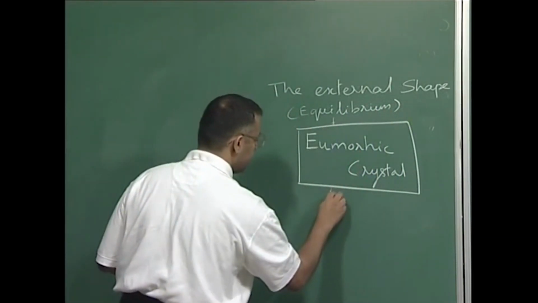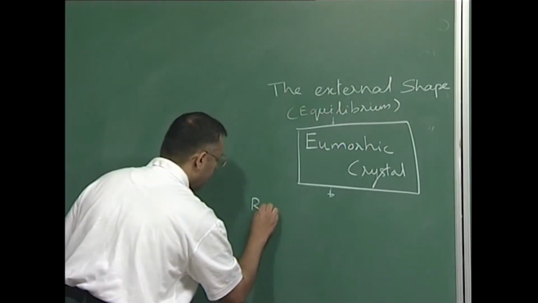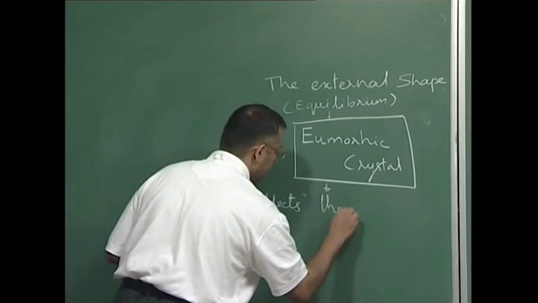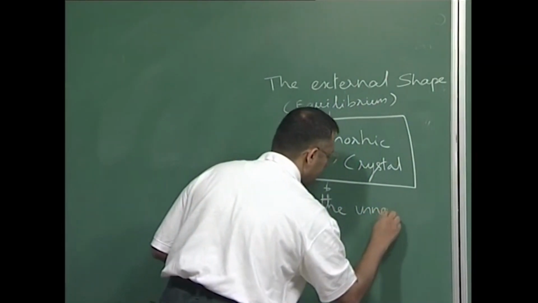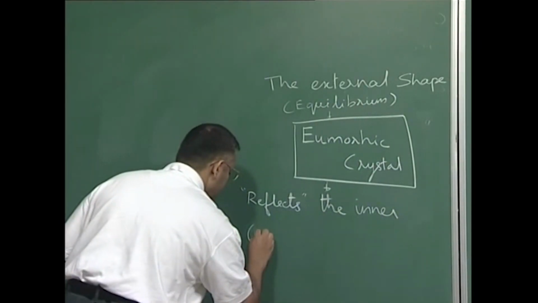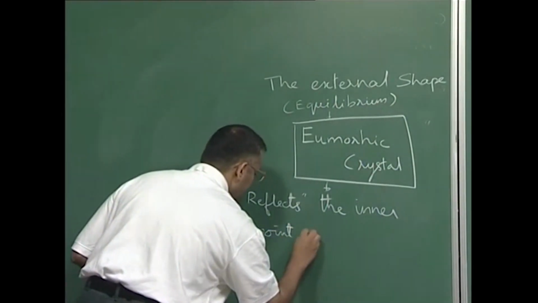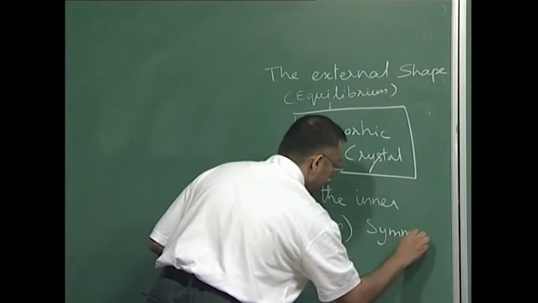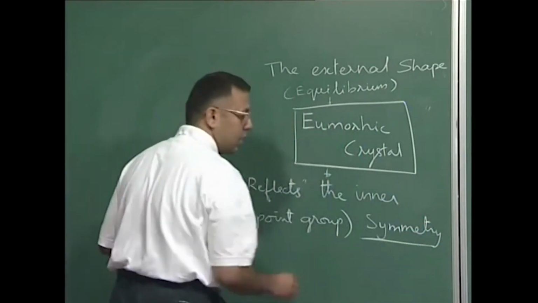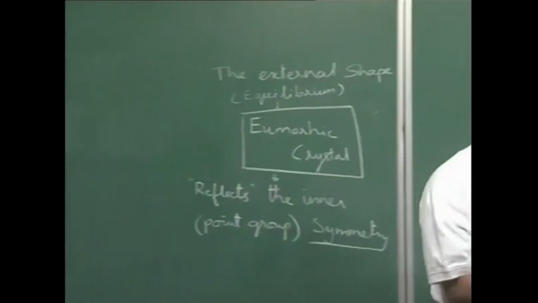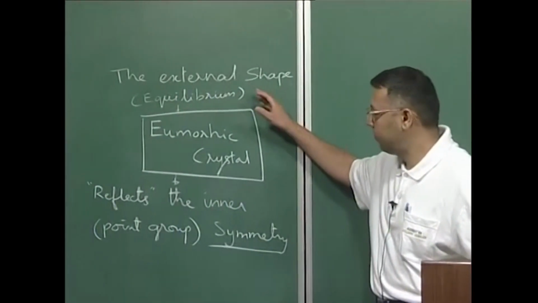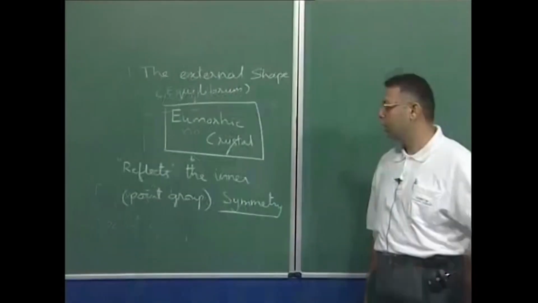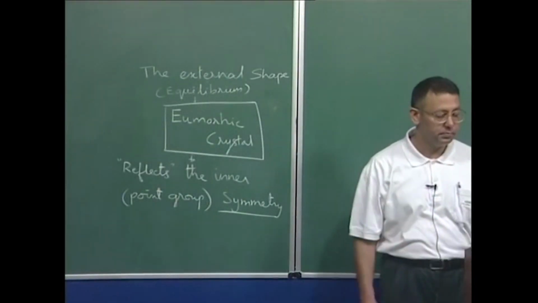External shape of eumorphic crystals. So, the external shape of, for now I consider an equilibrium crystal of a well grown or eumorphic crystal, reflects the inner point group symmetry of the crystal.